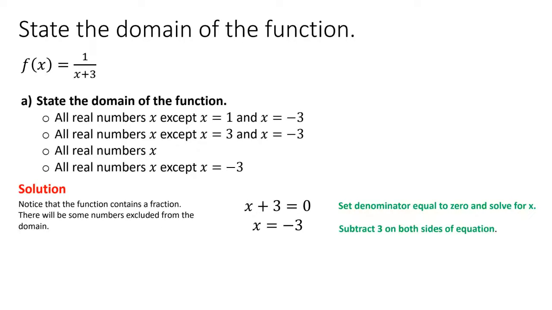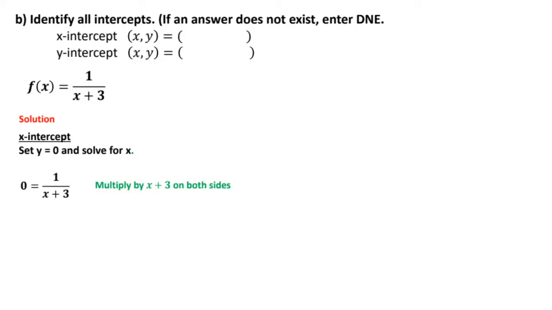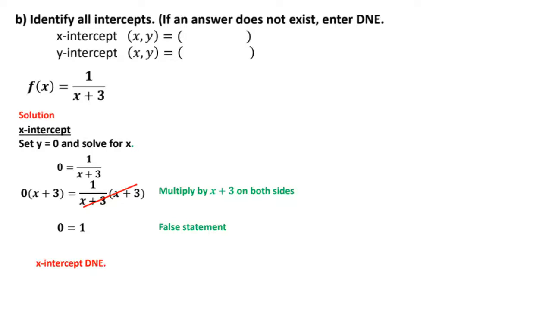So go ahead and continue. So now that we have our domain, we can find the x-intercepts. To find the x-intercepts, we set y equal to 0. f of x is replacing y, so we set this equation 1 over x plus 3 equal to 0 and then solve for x. Multiply both sides by x plus 3. We see that 0 is not equal to 1, so it's a false statement. That means we have no x-intercepts, and on the computer we would just state that it does not exist.